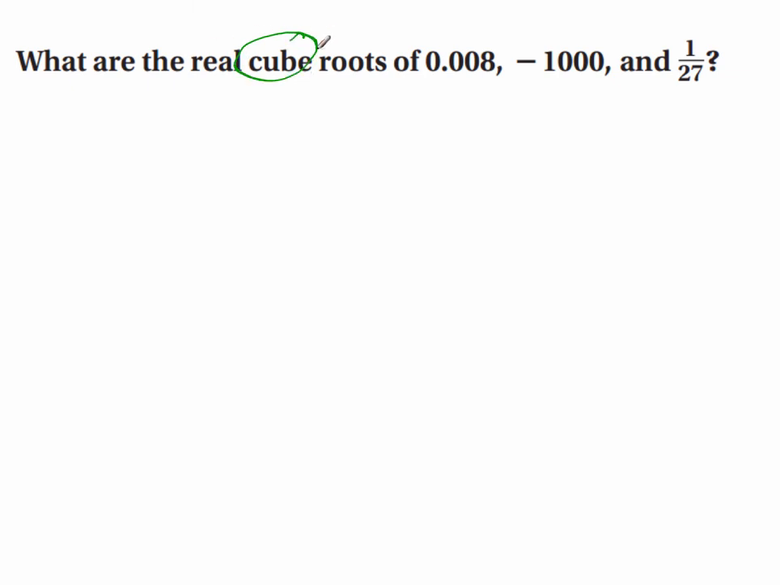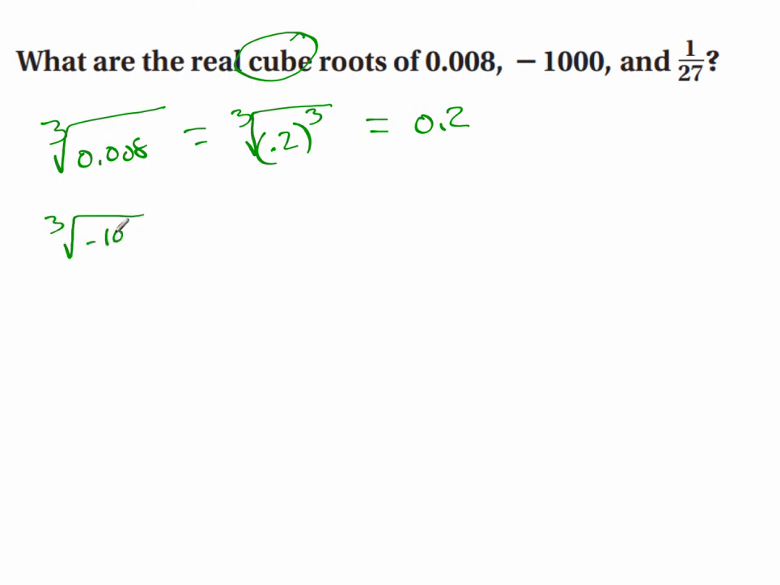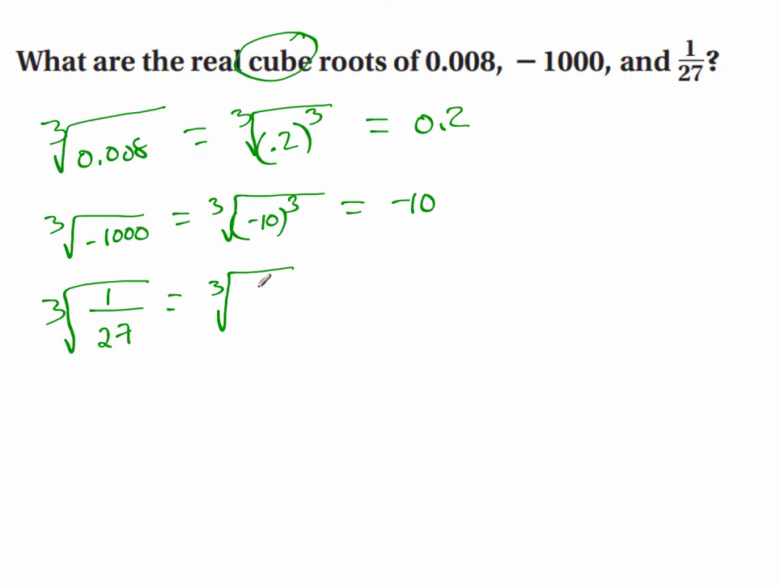The cube root is odd, so I don't have to worry about the plus or minus. The cube root of 0.008, well, I know 0.2 cubed is 0.008. So the cube root of 0.008 is 0.2. What about the cube root of negative 1,000? Well, this is the same thing as the cube root of negative 10 cubed. So it's negative 10. The cube root of 1 over 27? Well, I know 1 over 27 is 1/3 cubed. So the cube root of 1 over 27 is just 1/3.